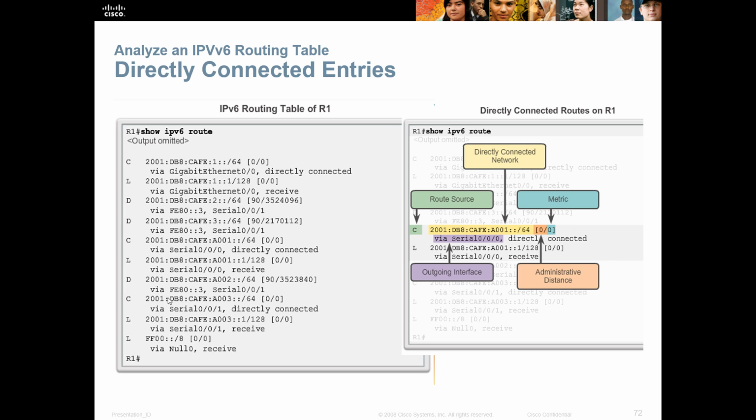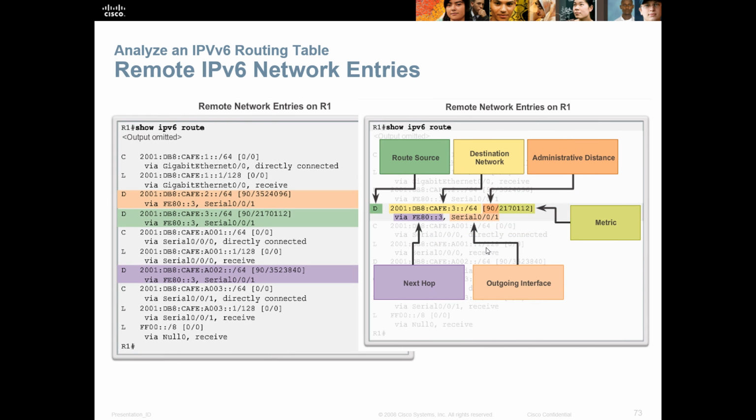And again, learned, the appropriate destination, the metric. The administrative distance is the first one, the metric is the second one, then the outgoing interface, just like IPv4. So again, source, destination, admin, metric, next hop, and or outgoing interface.